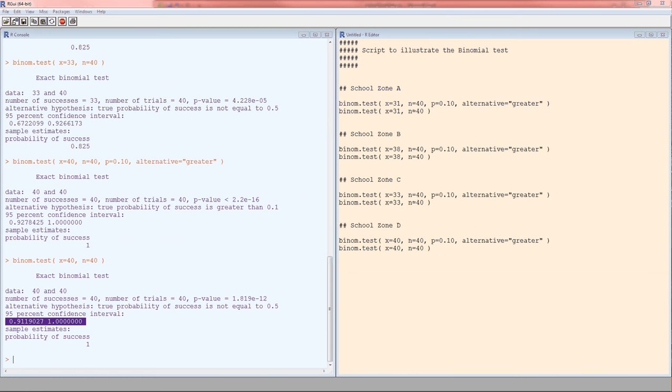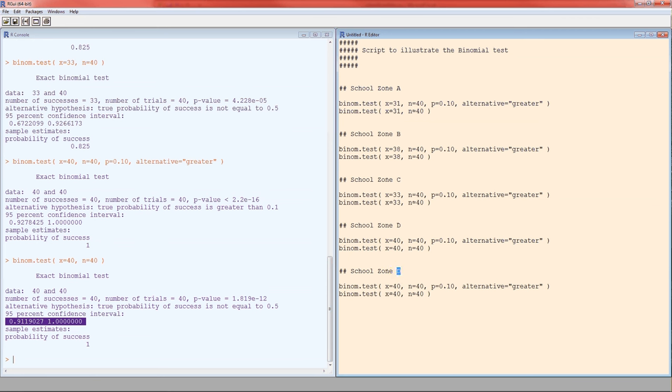Actually, you know what we can do now? Is pool all four school zone data and do it for all school zones in Stillwater. So instead of school zone D or A or B, we'll do all school zones. Okay, so we need to know the number of successes. That's just going to be 31 plus 38 plus 33 plus 40. That comes out to be 142. Sample size is 40 plus 40 plus 40 plus 40, which I can do that in my head.